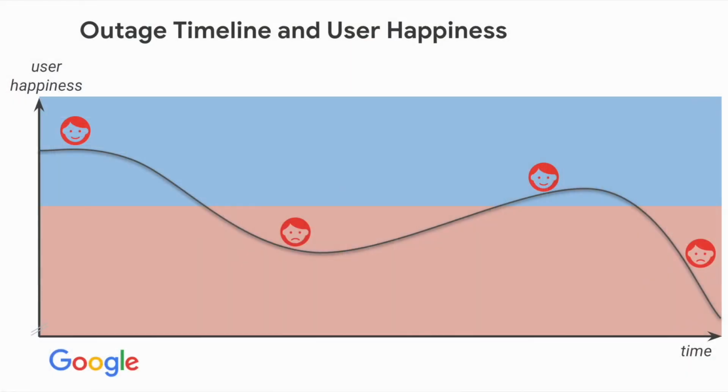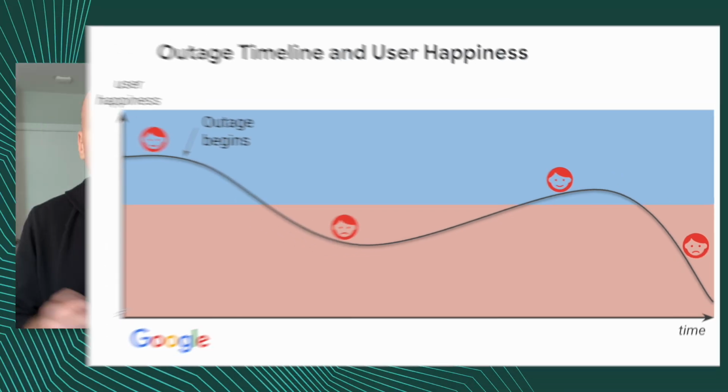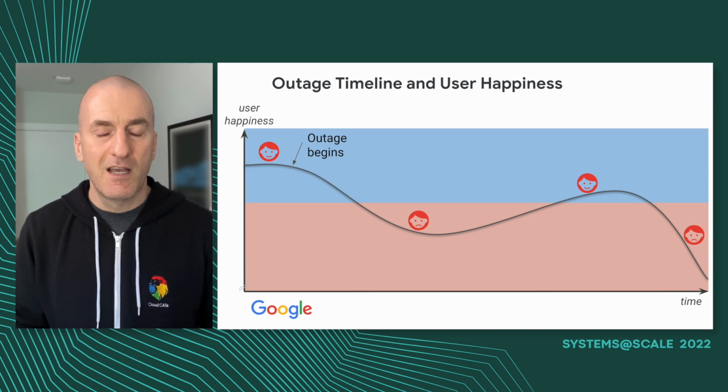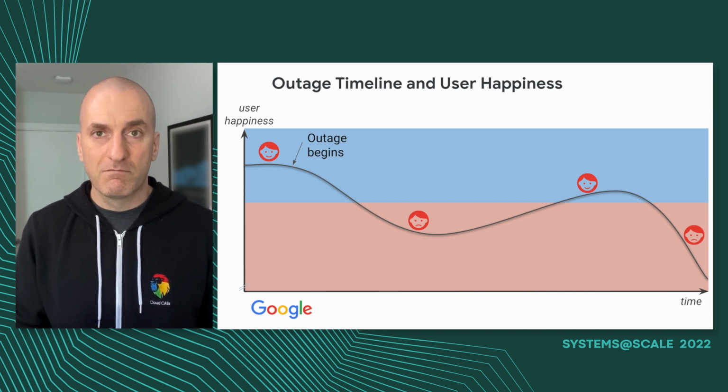So let's have a look at how a particular service outage affects user happiness so that we can define some vocabulary around outages. In general, user happiness decreases while an outage is ongoing and then rises during periods of stability. So let's break this down into phases. This first phase is when our outage actually begins. Something breaks, perhaps we push some bad code, make a configuration change, right? Something like that. And our service is no longer working as our users want it to work.